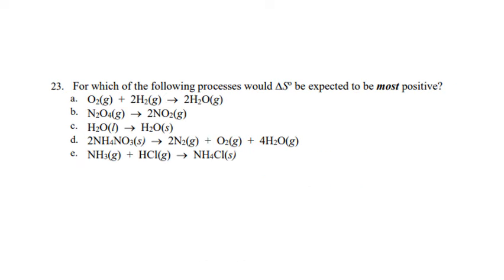For which of the following processes would delta S be expected to be most positive? So most positive means more entropy. More entropy means more randomness, more gaseous particles on the right side, that's what we are looking for. So this one, 1 plus 2 and this is 2, that is a smaller number of particles on the right side, so that's negative entropy. And this one gives you 2 gas from gas, so we have more positive entropy here, entropy is going up. Since it is asking for the most, I have to check further.